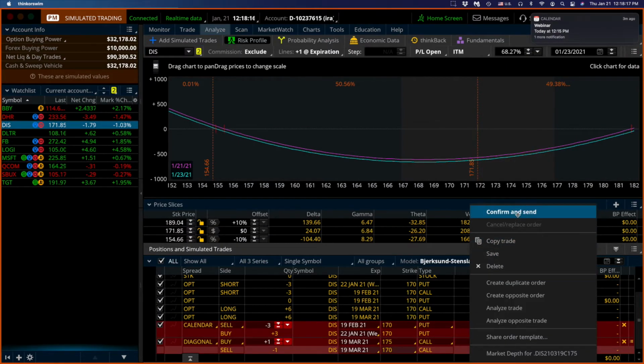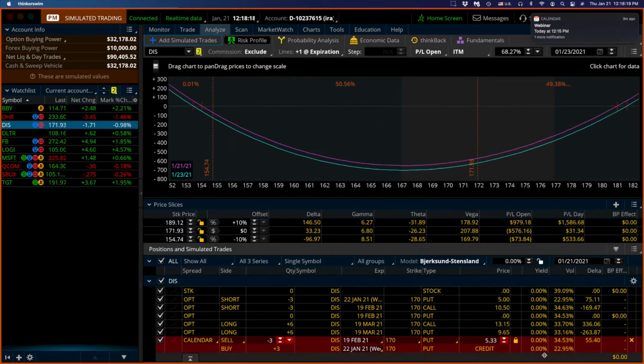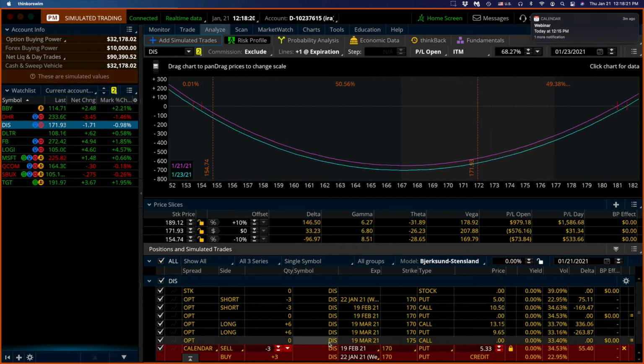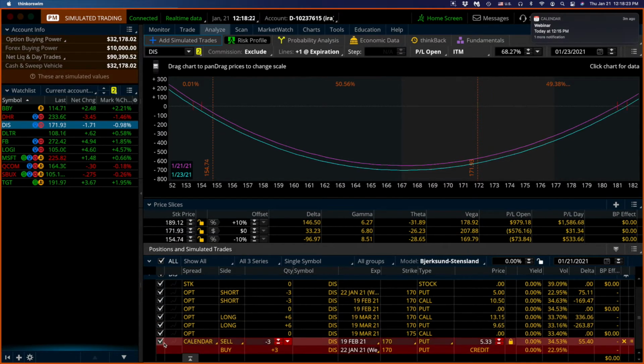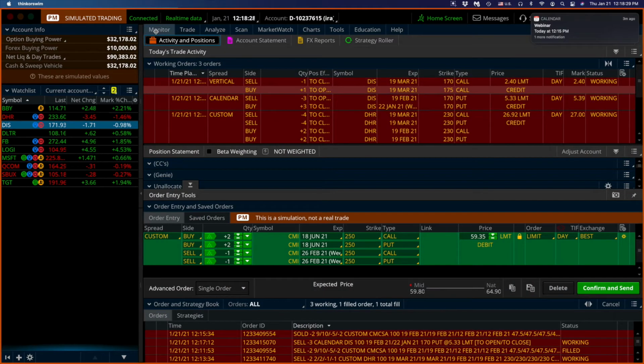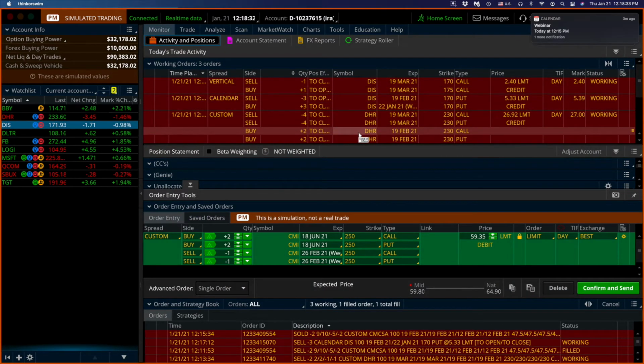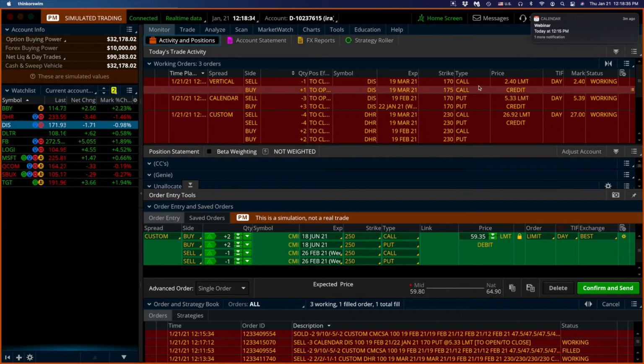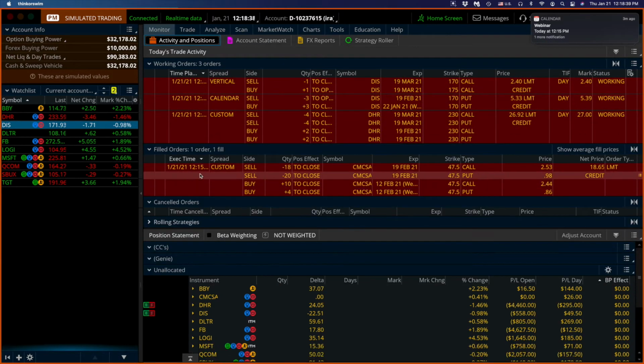Confirm and send, and neutralize my position. Even if we didn't do this rollover, it would be good. It would neutralize my position a little more. Okay, so we will come back to these and recheck if we need to adjust our prices here.